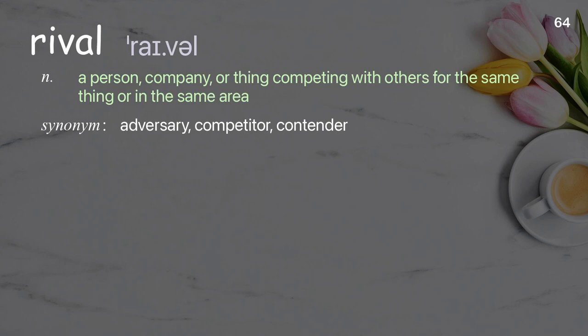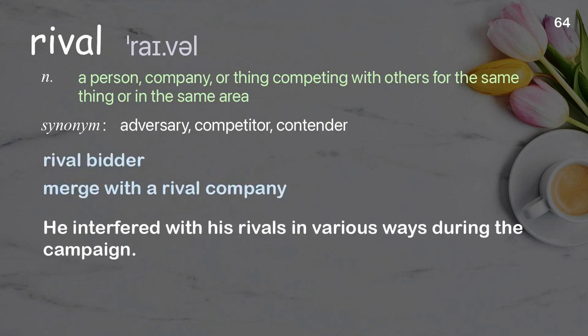Rival. A person, company, or thing competing with others for the same thing or in the same area. Examples. Rival bidder. Merge with a rival company. He interfered with his rivals in various ways during the campaign.